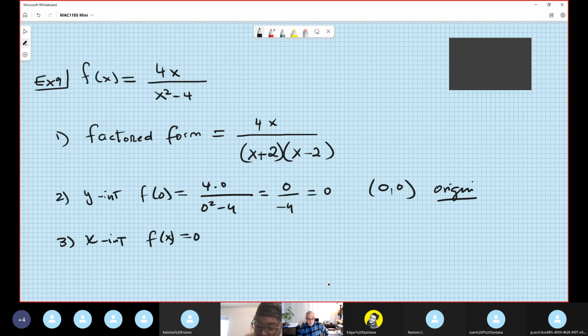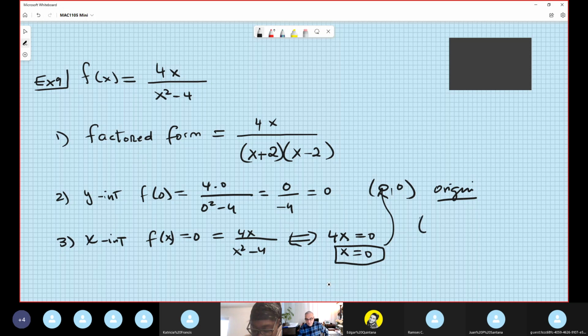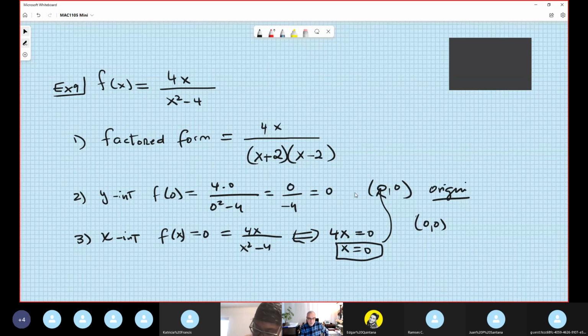Okay, you force the function equal to 0: 4x over x squared minus 4 equal to 0. In conclusion, only the top part has to be equal to 0. Therefore, again, we come back to the same answer, x equals 0. Okay, that's a conclusion so far. We have only one intercept, at the point (0, 0), in this case both x and y.